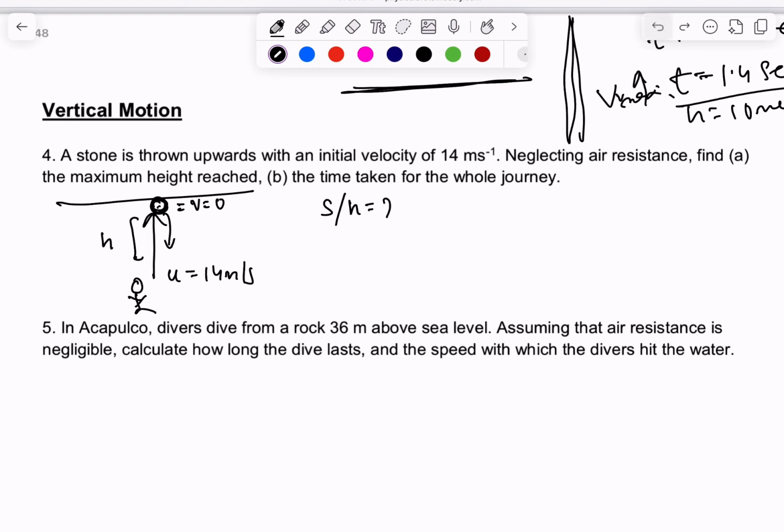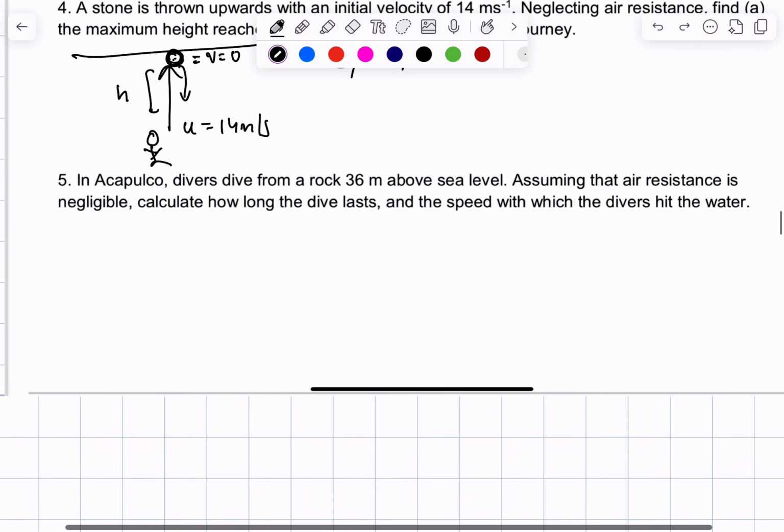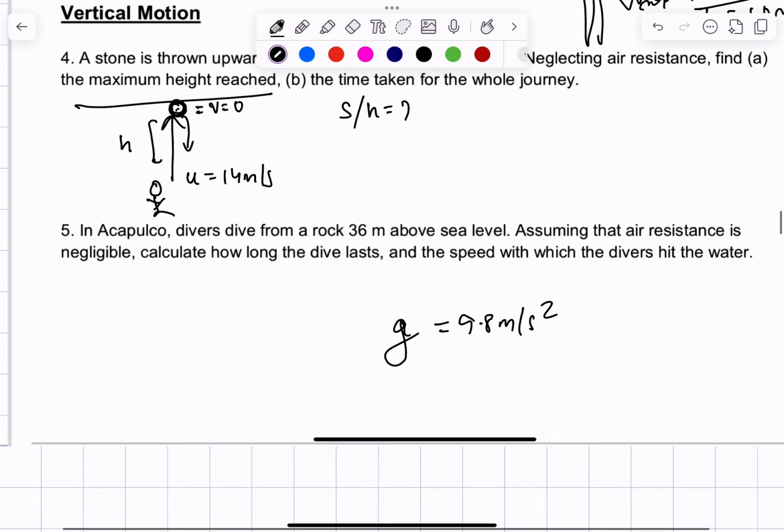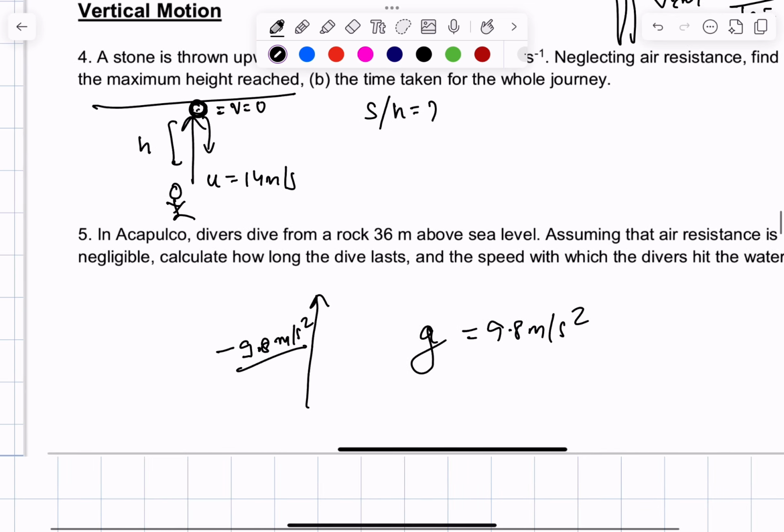Now we know a very important thing, that acceleration due to gravity, g, is 9.8 meters per second squared. And I told you in the beginning of the class, whenever we throw something upward, the acceleration due to gravity is minus 9.8 meters per second squared. Yeah, Alicia, it's negative. Why is it negative? Because it is going in the opposite direction. Okay, make sure about this thing.